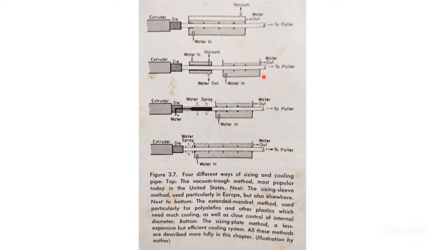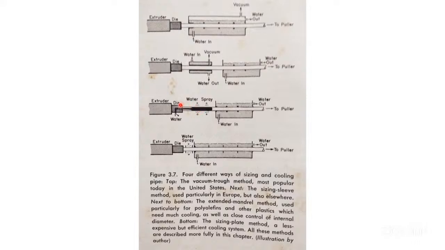Now the third method is the extended mandrel method, friend. This is a mandrel here inside. See, it is completely made from brass. And I told you, water comes in here. We have seen the diagram also. Here, you are adding the water inlet and outlet. Water goes in by pipe and comes out through this outer section. And therefore, this mandrel is cooled from inside.